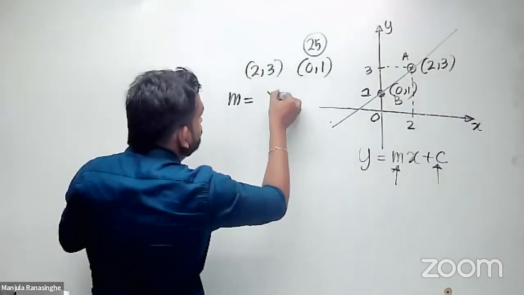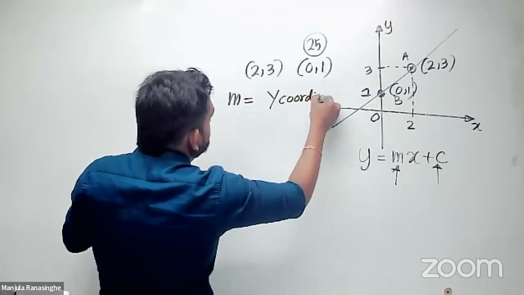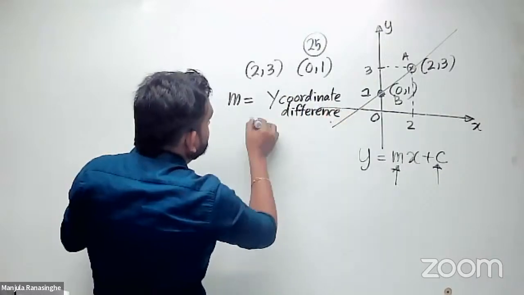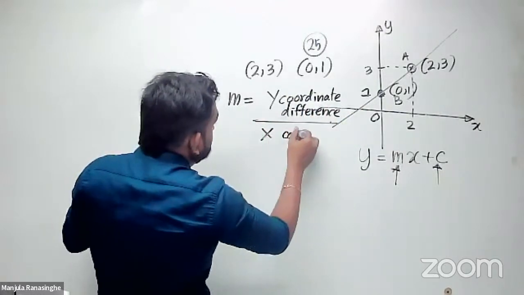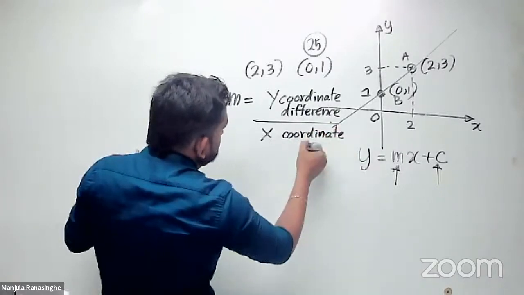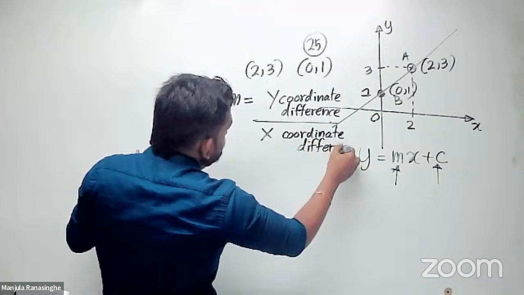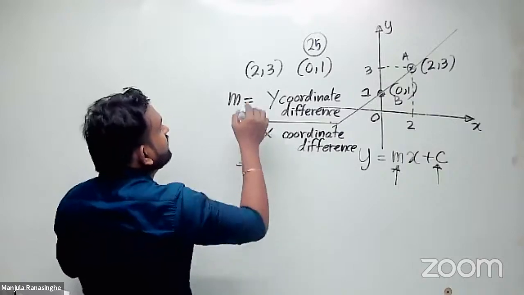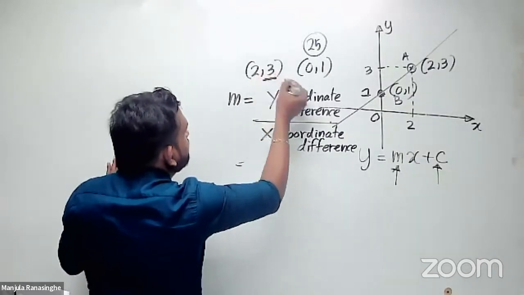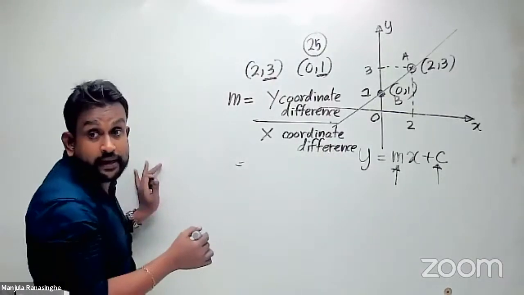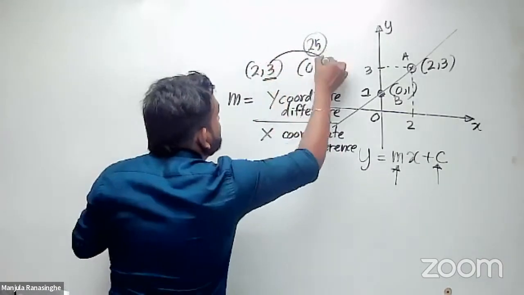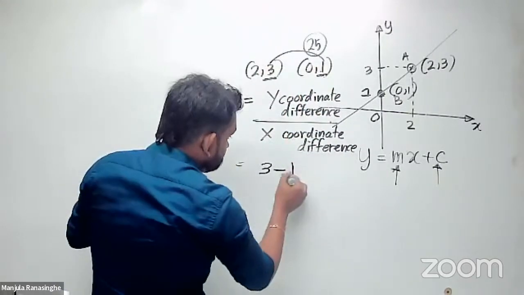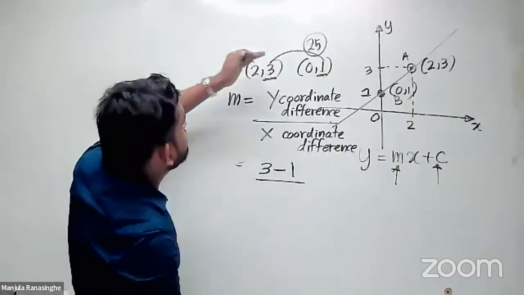So how to find the gradient? Y coordinate difference divided by the x coordinate difference. This is an O/L question, huh? So you should have 2 points to take the difference, y difference over x difference. So take y here. What is the y? The second coordinate, 3. Here y is 1. You need to take the difference. 3 subtract 1, y subtract y, divide by the x difference.